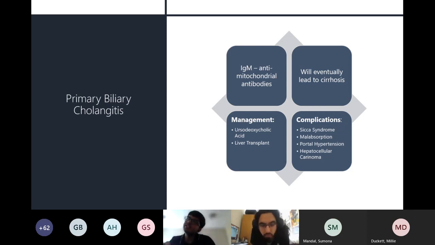Management is with ursodeoxycholic acid. Again, I don't really know how that works. And eventually, when they drop into cirrhosis, they might require a transplant again. And they get all of these other complications.